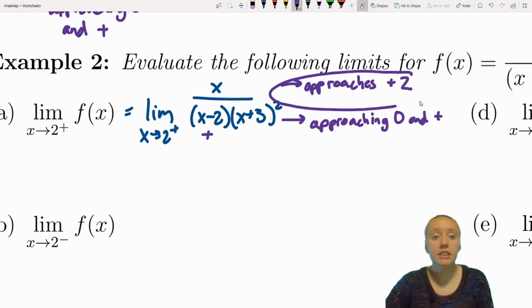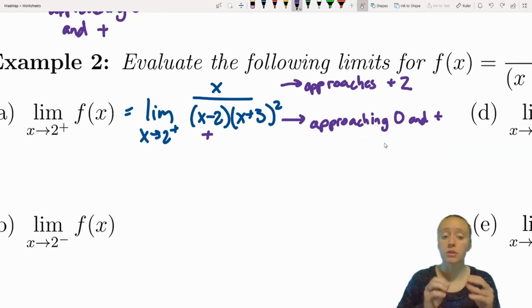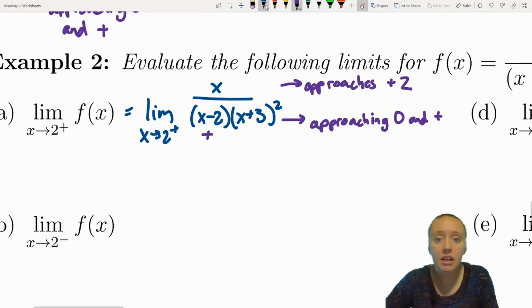So approaching a positive constant over positive numbers, getting closer and closer to 0, our overall fraction is going to get larger and larger, and it's positive, because a positive divided by a positive is still a positive. So this limit, the limit as x approaches 2 from the right of our function f of x, is going to equal a positive infinity.